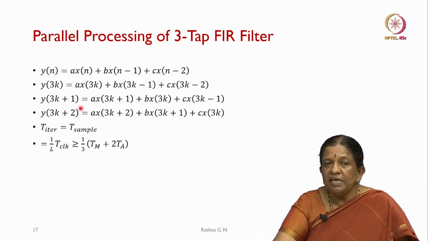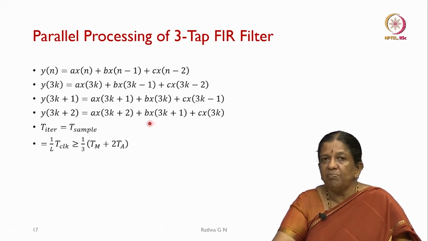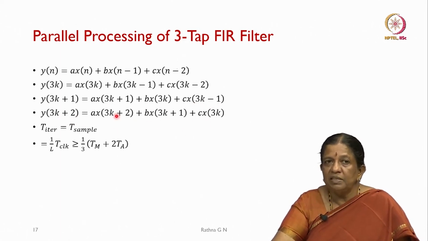In the next case, 3k plus 1, what we add with respect to n is 3k plus 1. If you substitute that, 3k plus 1 minus 1 becomes 3k, x of 3k in this case, and then in the next term, c into x of 3k minus 1. You will see that y of 3k plus 2 is also represented in this way.